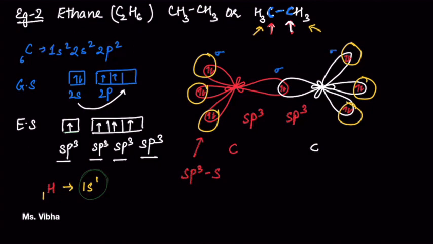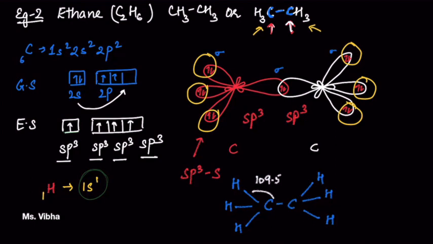This is also a sigma bond. We can make it like this. And all the single bonds are sp3 orbitals, so all the single bonds are sigma bonds. If we talk about the bond angle between hydrogen and carbon, this is 109.5 degrees.